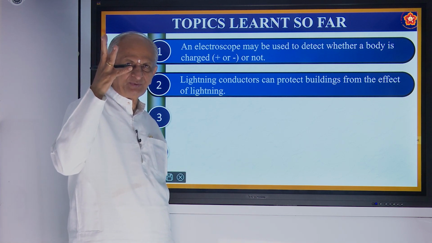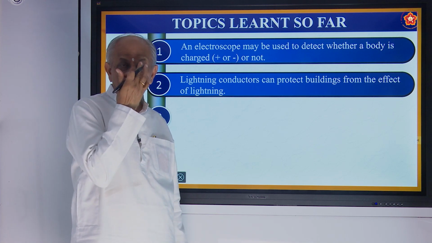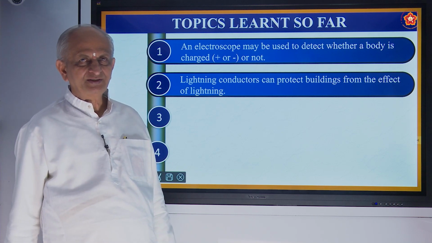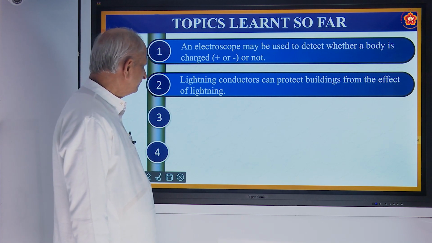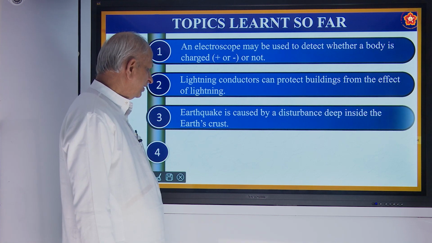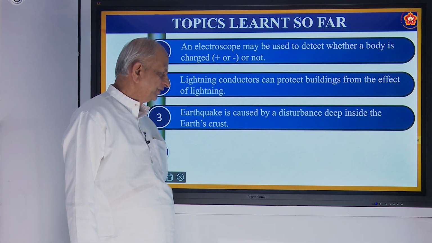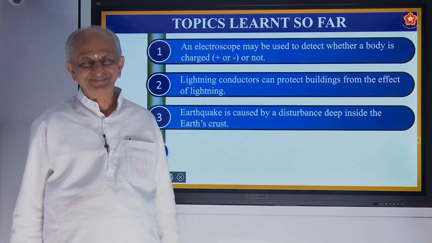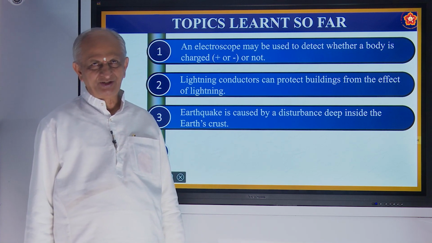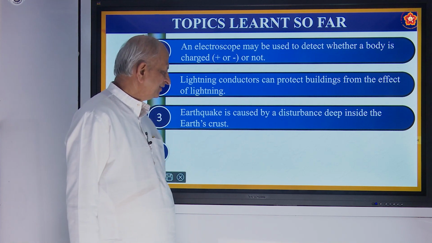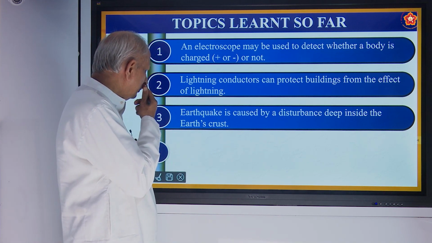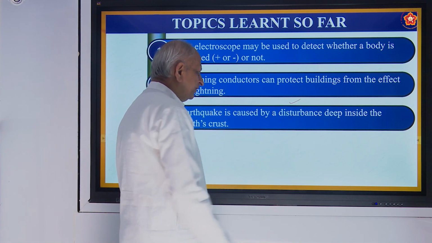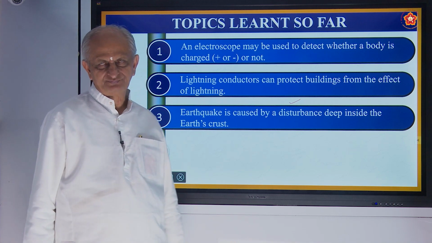And also we discussed why the spikes are there. Sharp ends. These sharp ends will catch the charges sharply. Okay. And also we have discussed earthquakes. Quake means shaking. Shaking of the earth, also called tremors. Earth tremors. What are they? They are the disturbance deep inside the earth's crust.